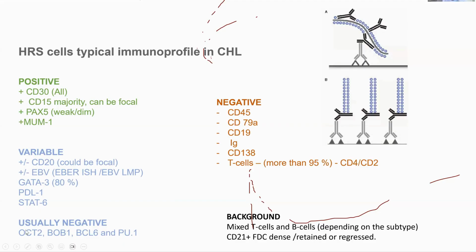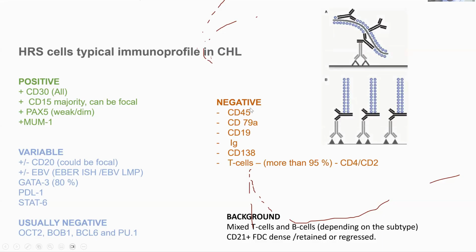The other B cell markers that are usually negative are OCT2, BOB1, BCL6, or PU1. But OCT2 and BOB1 sometimes have a very weak expression in Hodgkin's lymphoma. Negative staining will be just a good sign that you are dealing with classic Hodgkin's lymphoma. EBV, we will mention that it is associated, and different types have different expression of EBV. GATA3 can be expressed in 80% of cases, PDL1 in 40%, and STAT6, we don't usually use it, but it can be expressed in 70 to 80% of cases.